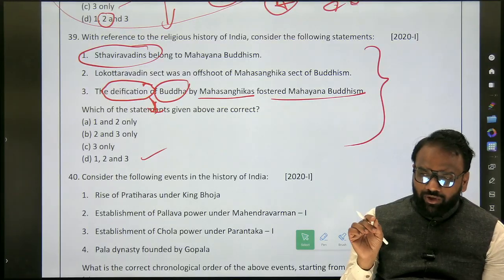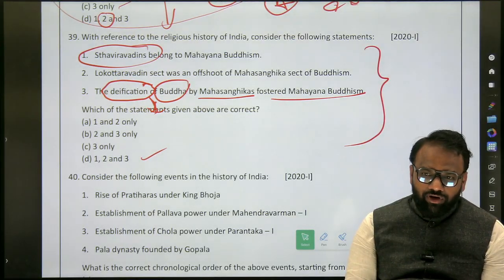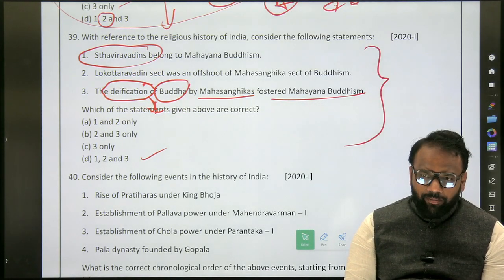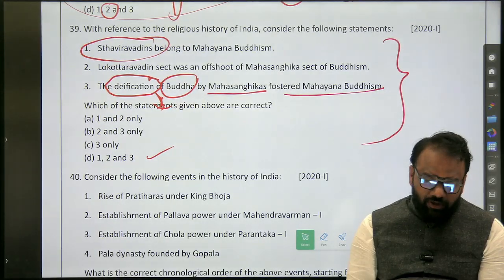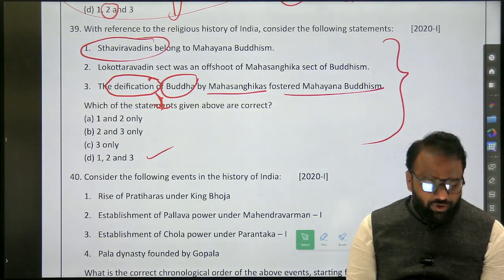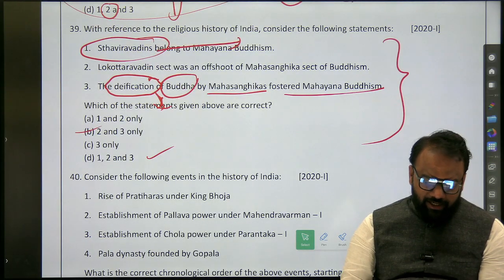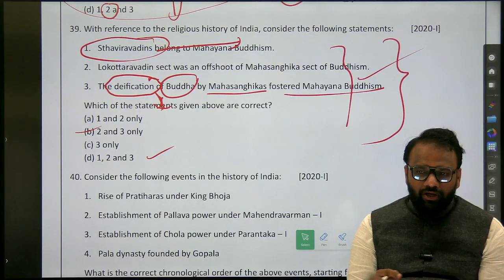So just go through our art and culture related content. It exists. On page 491 in this book it is there. Art and culture or history? History itself. What's the answer? 2 and 3. So Sthaviravadin is associated with the Hinayana tradition. These are the things which confuse, so we'll focus more on such questions which cause confusion.